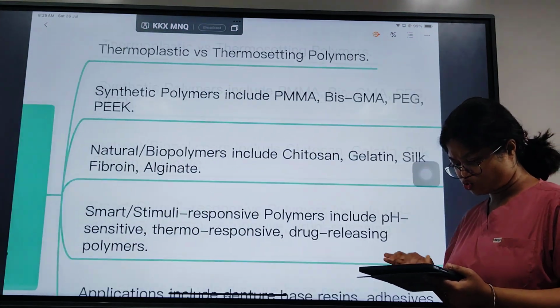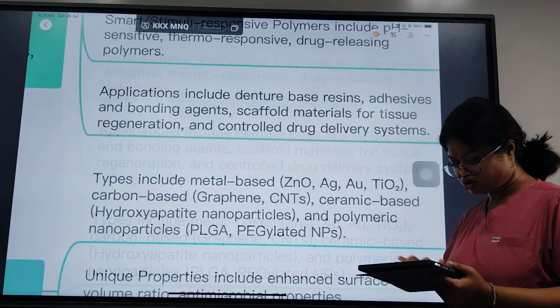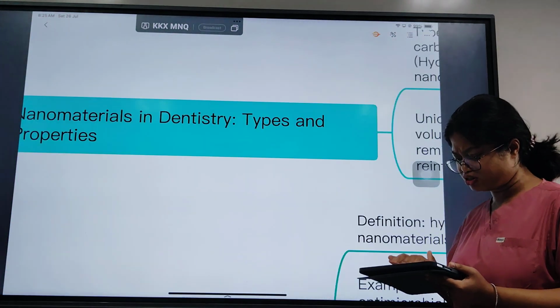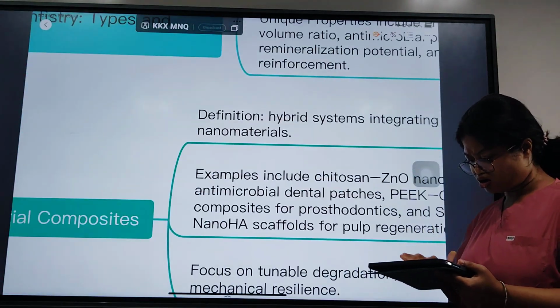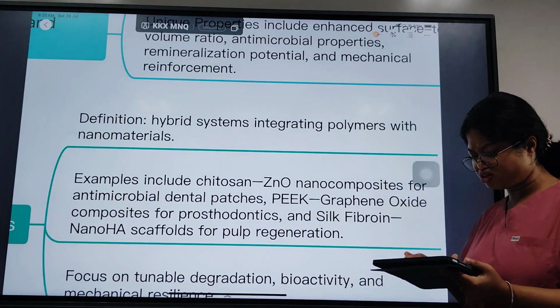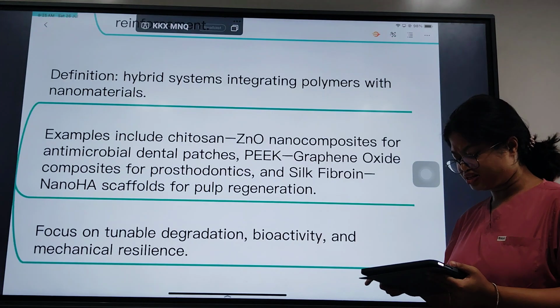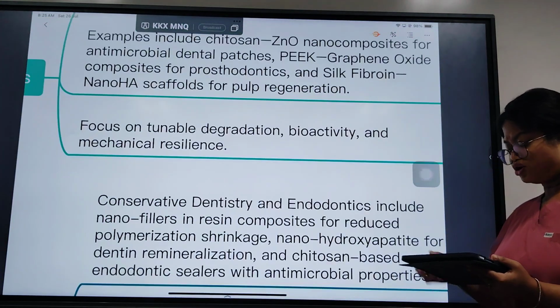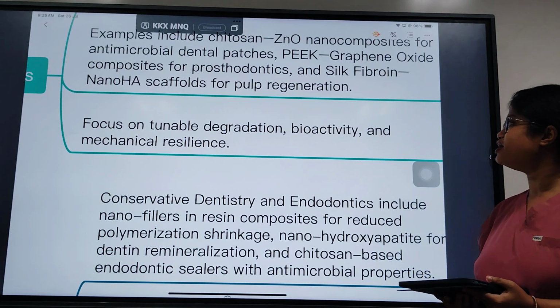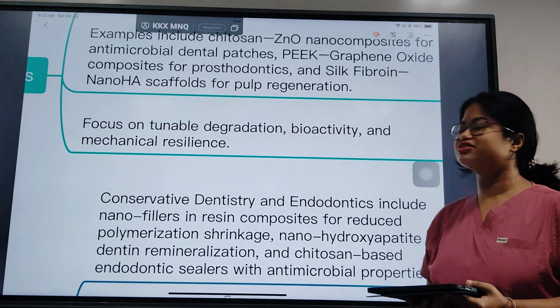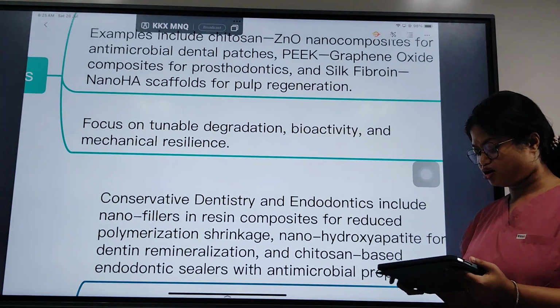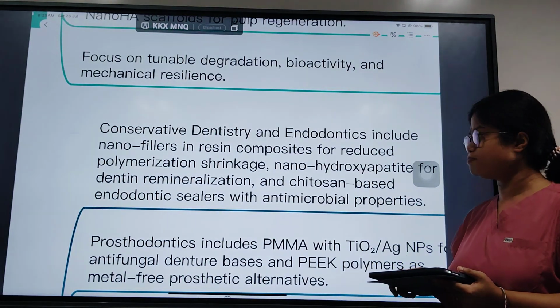So coming to the various nanomaterials used in dentistry, the definition: these are hybrid systems integrating polymers with nanomaterials. Examples I already told. It focuses on tunable degradation, bioactivity and mechanical resilience for providing support for regenerative purposes.